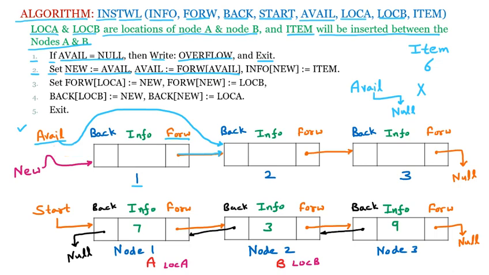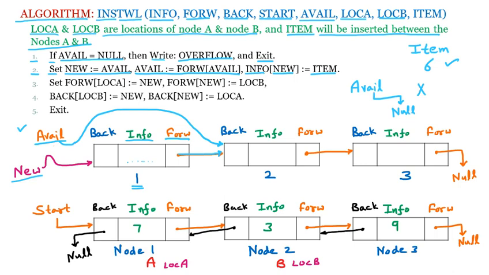Then afterward we have info of new is equal to item. Now where is new pointing? New is pointing to node 1, and what is the info part? This is the info part, means we are talking about this block, equal to item, and we know that the item is 6.